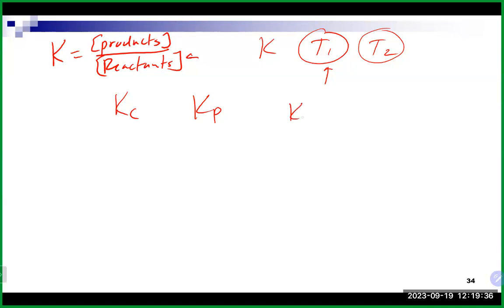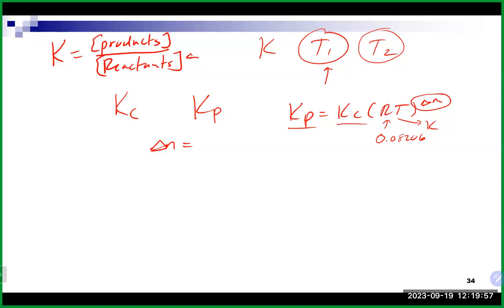There is a relationship between these two, which is Kp equals Kc times (RT) to the delta n. Kp is our pressure equilibrium constant. Kc is our concentration equilibrium constant. R is the one you use for the ideal gas law. T is our temperature in Kelvin. And delta n is the change in the number of moles of gas, which is the moles of your gaseous products minus the moles of your gaseous reactants. It's really important that if it is negative, you keep the negative, because mathematically you will get a different answer if you don't. So always do products minus reactants.